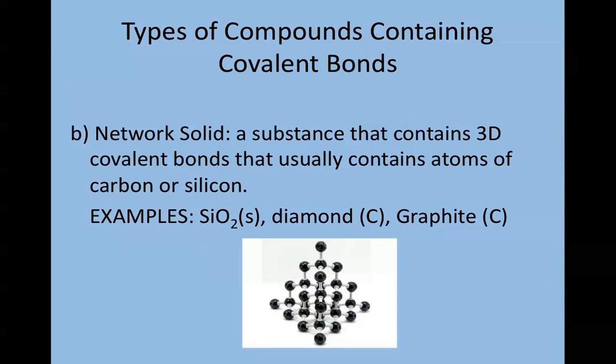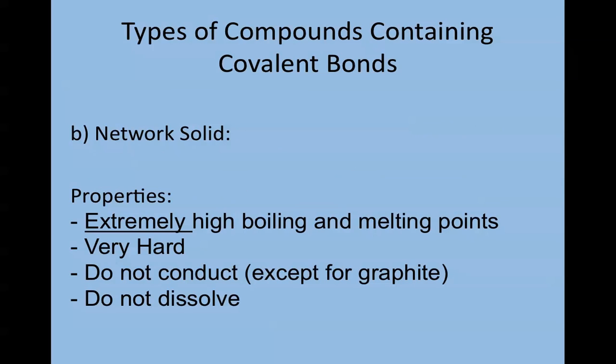Another type of compound that contains a covalent bond is a network solid. These contain three-dimensional covalent bonds, usually involving carbon or silicon. So a very common example, which is a component of sand, is silicon dioxide, so SiO2. Also, we originally talked about these as allotropes, but diamond and graphite are also types of network solids. So they have multiple covalent bonds involved that create very strong covalent bonds and a very strong structure, which leads to the following properties.